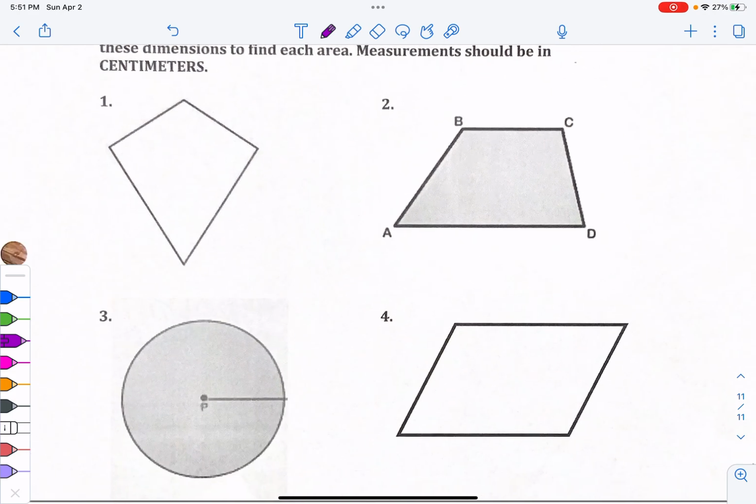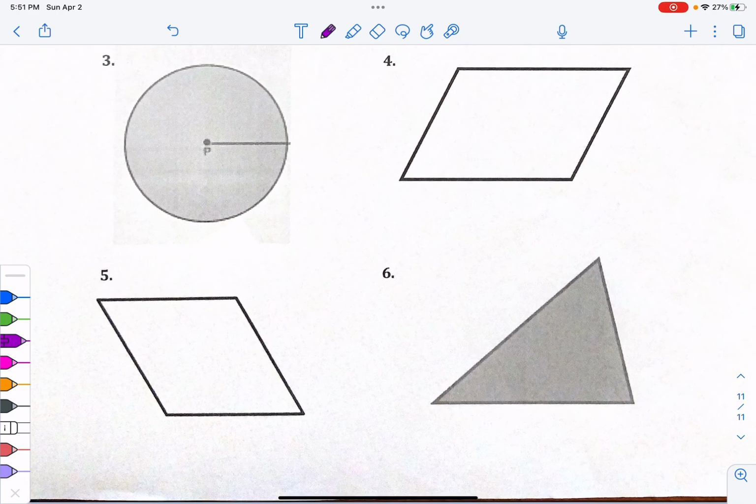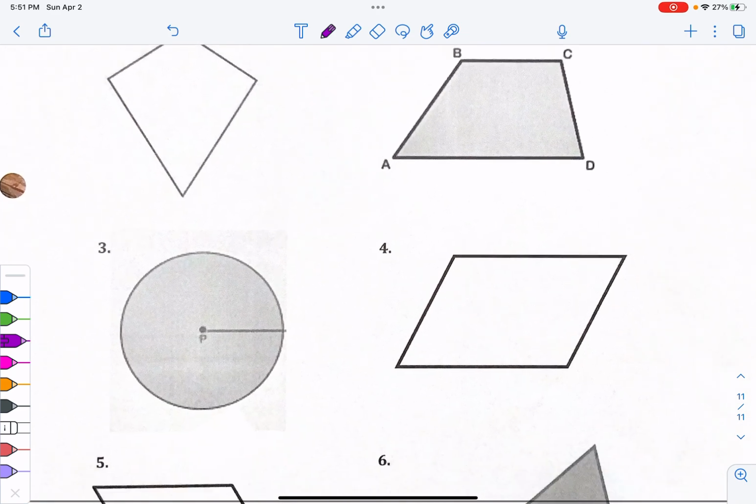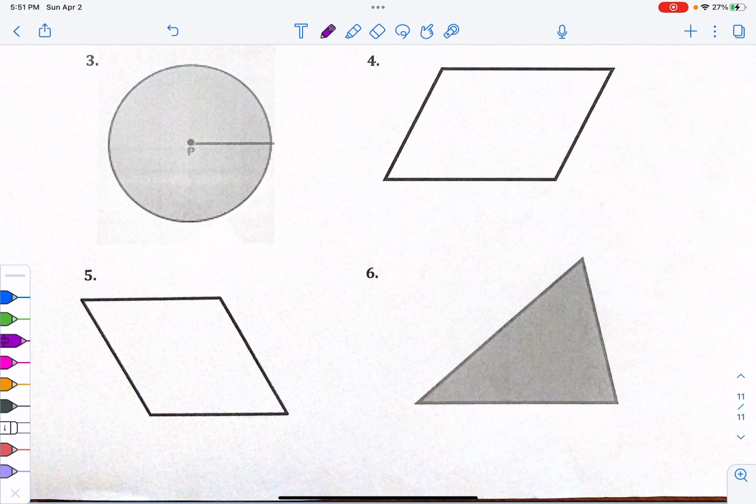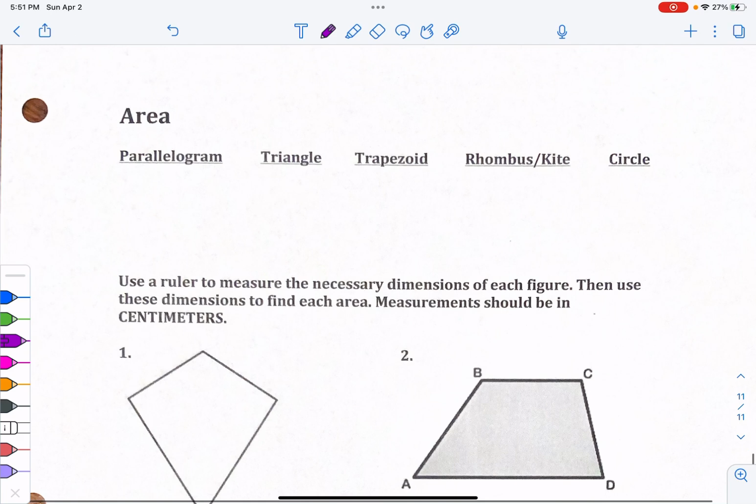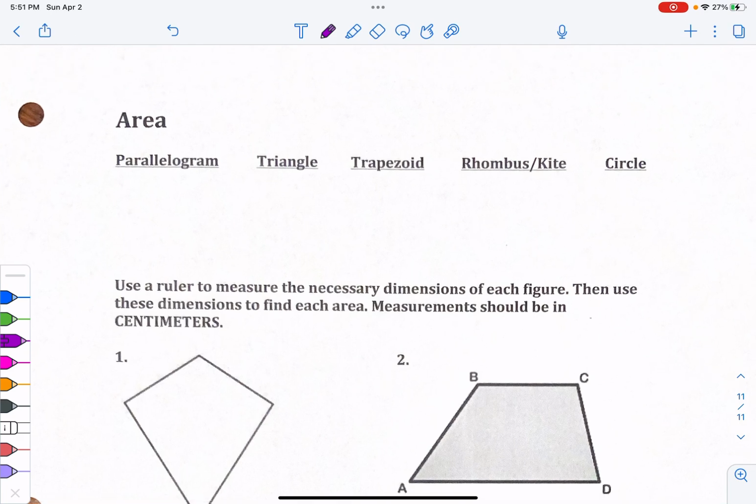But what you'll do is we're going to go through and I'll help you do the first one, measure the first one at least. But to get you an idea, 1 through 6 is what we'll do. And you'll do all of them, but you're doing the measuring of the dimensions that you need to find the area of each of these shapes.